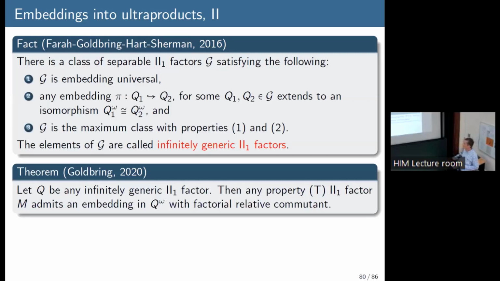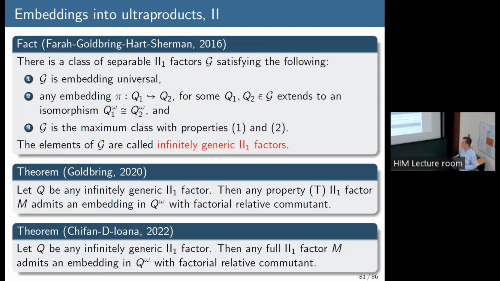So Isaac Goldbring showed that if Q is any infinitely generic II_1 factor, then any property T II_1 factor M can embed in Q^omega with factorial relative commutant. And we recovered this result and proved a more general result, saying that actually any full II_1 factor can be embedded into the infinitely generic II_1 factor ultrapower with factorial relative commutant. So this is one of our applications.